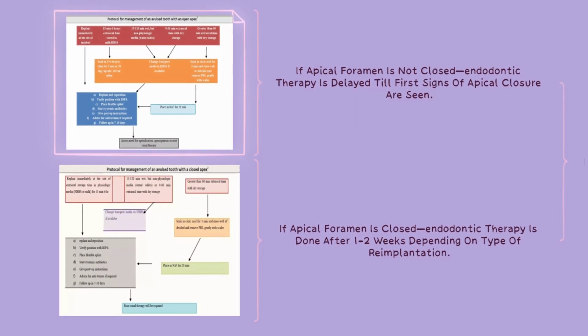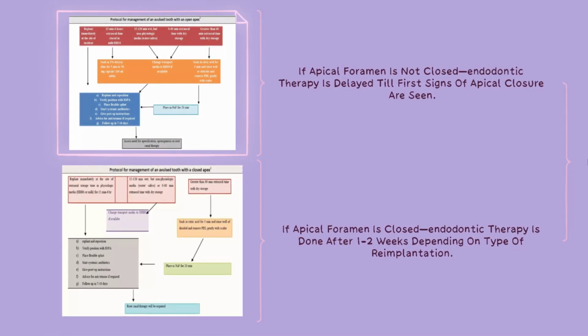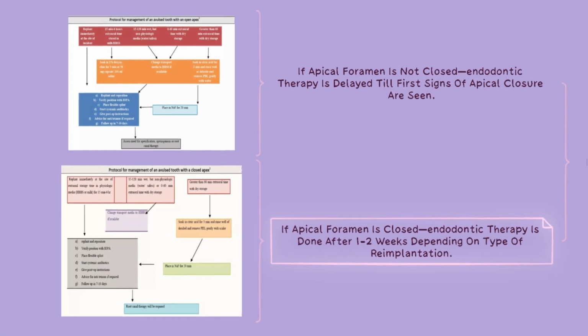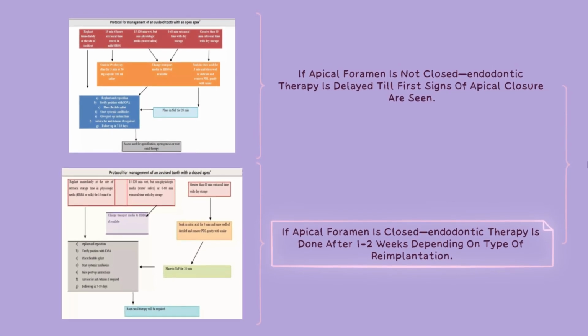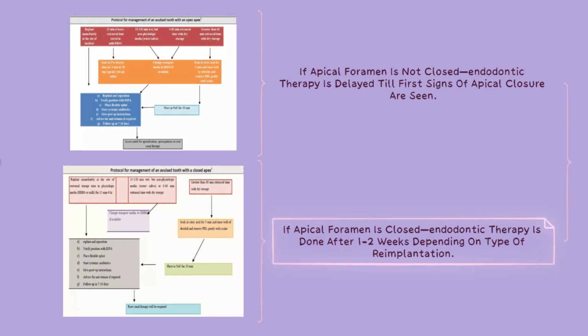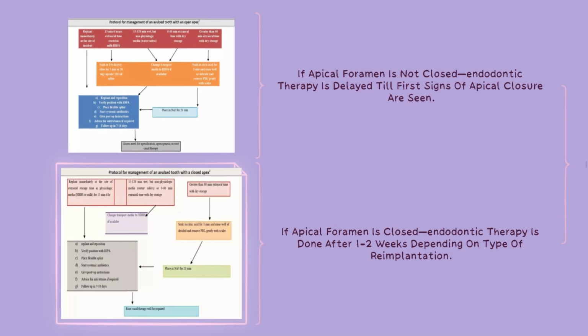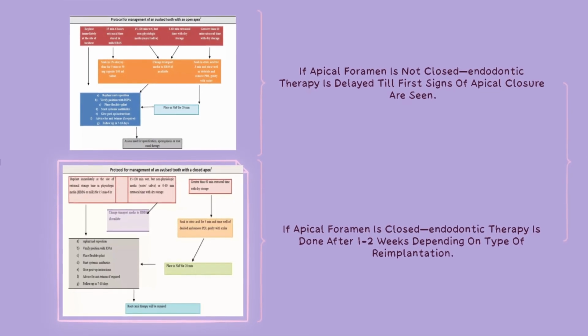The protocol for management of an avulsed tooth with an open apex has been depicted in the flowchart in front of you. In case the apical foramen is closed, endodontic therapy is initiated 1 to 2 weeks after reimplanting the tooth. The protocol for management of an avulsed tooth with a closed apex has been depicted in the flowchart.